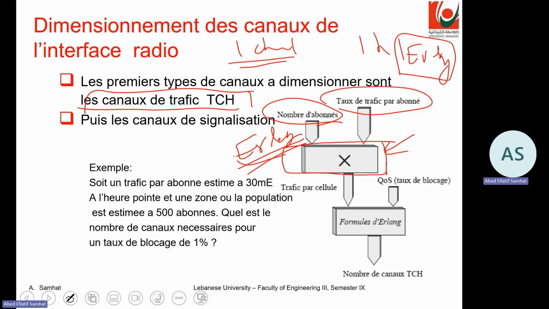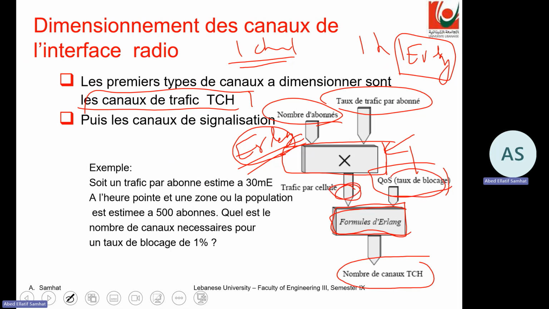In this case, if we have the traffic in Erlang and we have some quality of service criteria, which is typically the blocking probability, we apply the Erlang formula in order to find the number of channels that should be used to support the traffic, taking into account the quality of service. So I will give you a simple example. Maybe you did this in telephony, but this is just an overview for you.